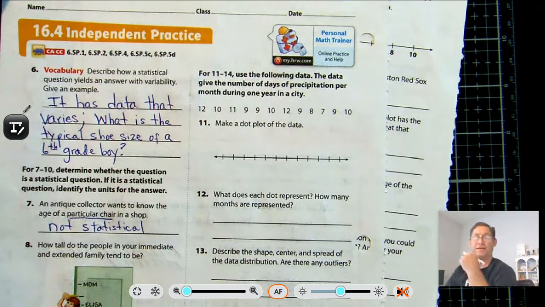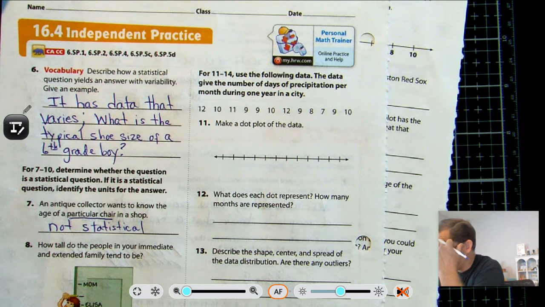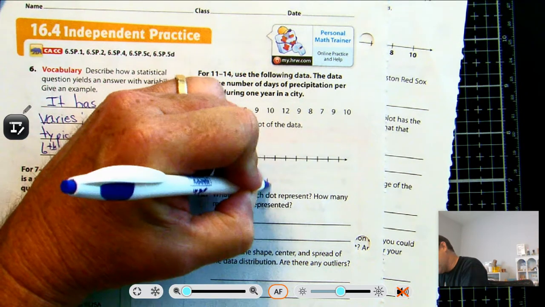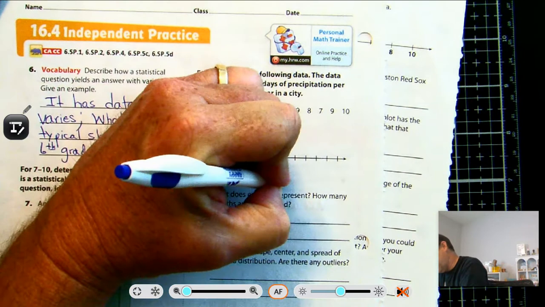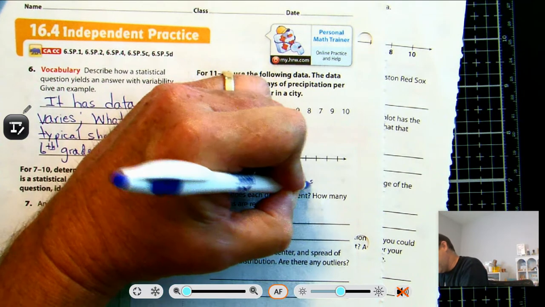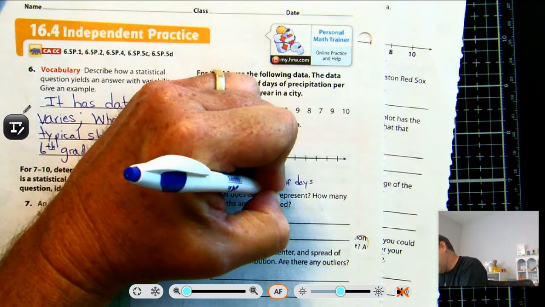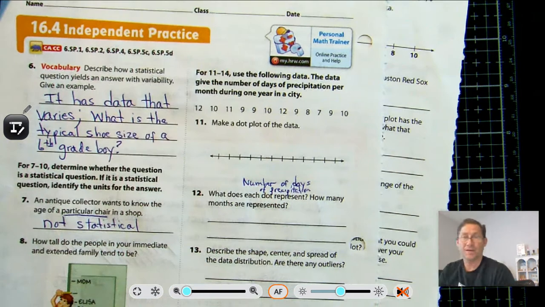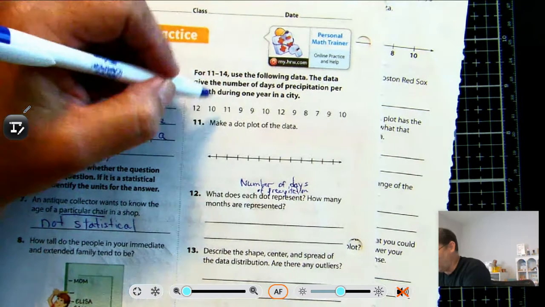Number 11. For 11 through 14, use the following data. The data give the number of days of precipitation per month during one year in a city. So the title of our data plot is number of days of precipitation. Okay, I'm going to go ahead and put the numbers in order first.